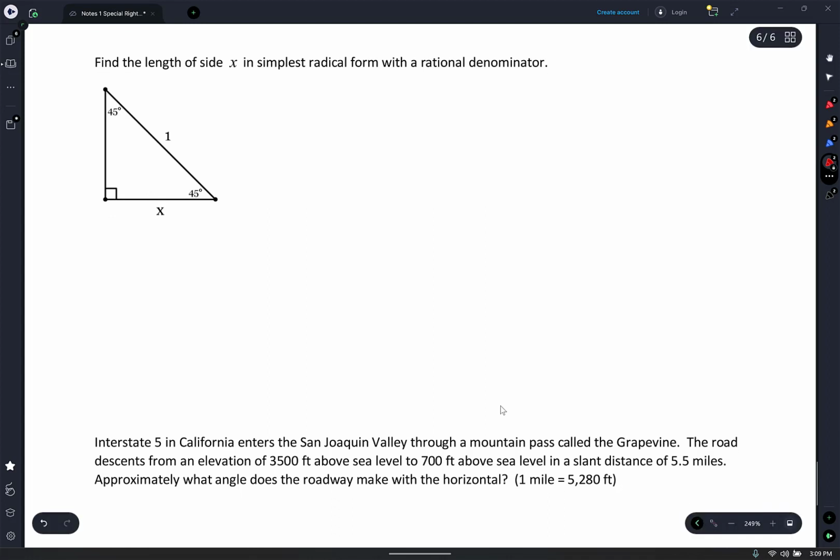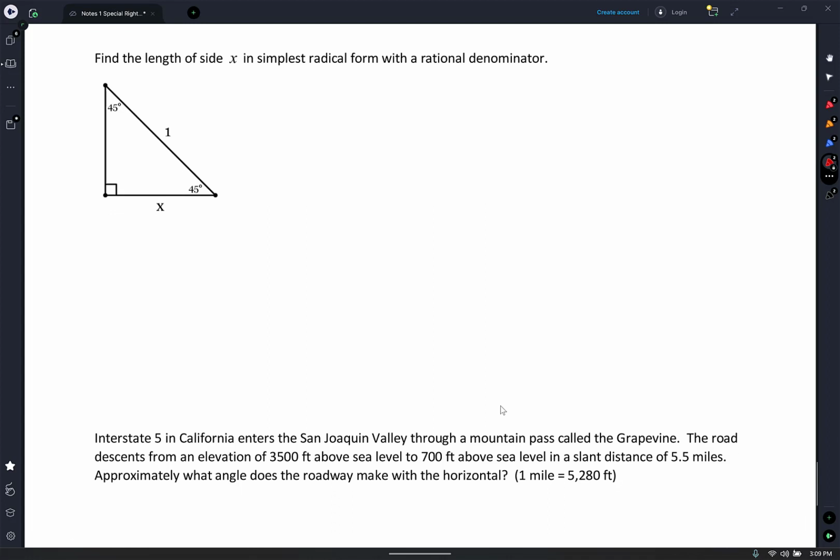All right, here we go. Focus, focus, focus, guys. We're almost done. Find the length of side x in simplest radical form with a rational denominator.